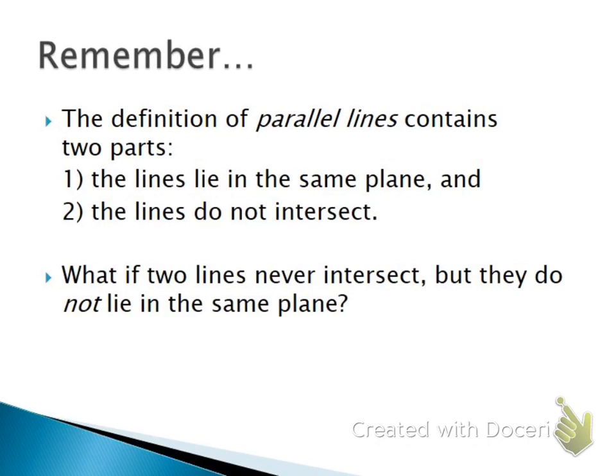Remember, the definition of parallel lines contains two parts. First, they have to be in the same plane. So just because they don't intersect does not mean that they are automatically in the same plane. So first they must be in the same plane, then we make sure they do not intersect. So the next question, what if two lines never intersect but they do not lie in the same plane? How would we refer to those?